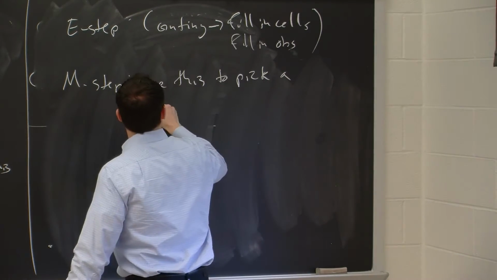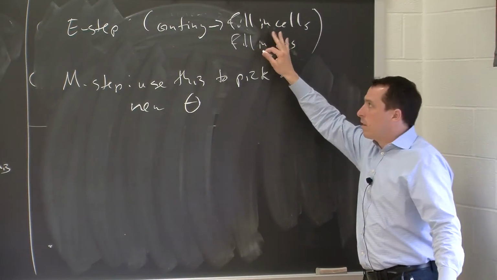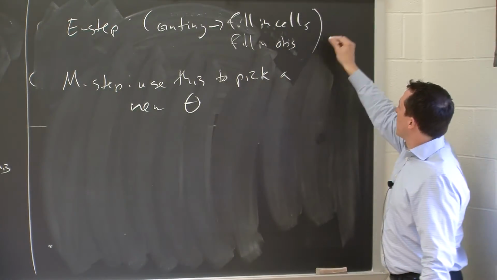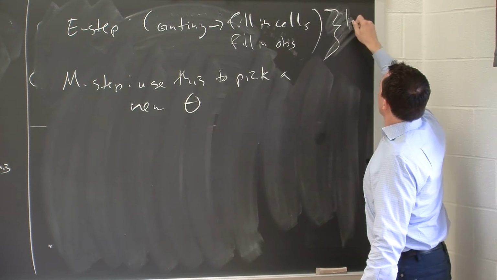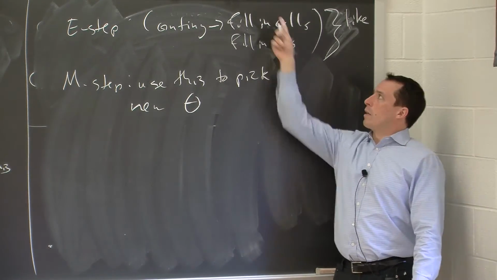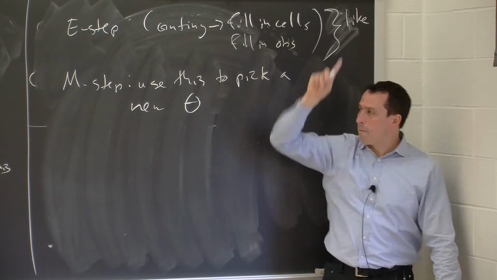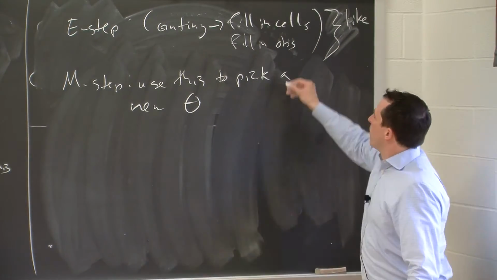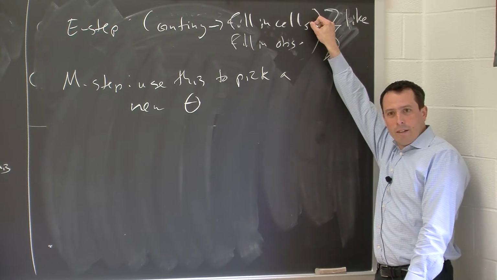So we want to pick a new parameter vector based on this information, right? So from this, we construct a likelihood. We can start with the observations and construct a likelihood. We can summarize the observations into cells and construct a likelihood. So this is way too much work. This is still too much work, right?